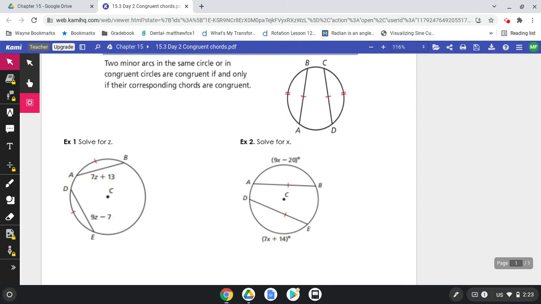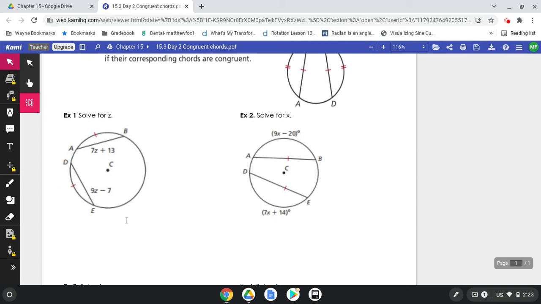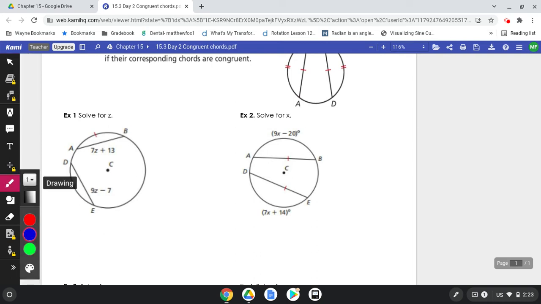What we're saying then, if we look here, we're solving for Z. You can see these congruent marks. So arc DE and arc AB are congruent, which means chord AB and chord DE are congruent. So I can just set this up then. It'll be very easy. 7Z plus 13 equals 9Z minus 7, okay? At this point, we can add this 7, add 7.